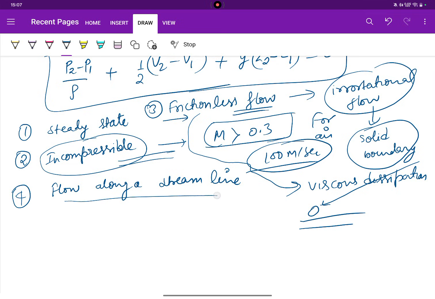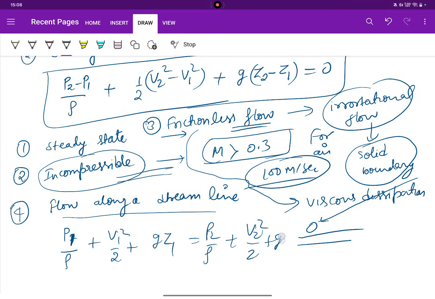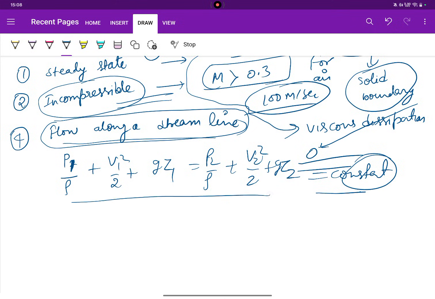Along a streamline, p1 by rho plus v1 square by 2 plus g z1 is equal to p2 by rho plus v2 square by 2 plus g z2, which is equal to a constant, and this constant is known as Bernoulli's constant. And what is the condition for this? All these four conditions should be satisfied.